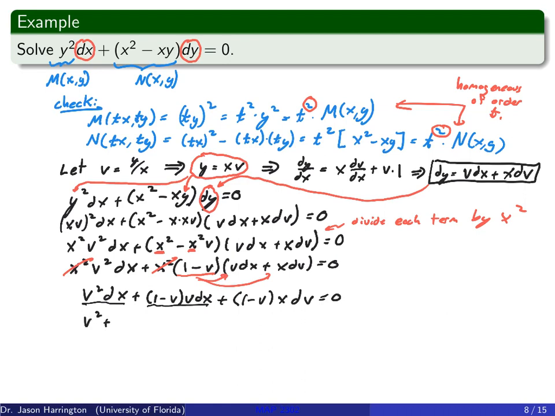So I'm going to have v squared plus v, that's from this guy being distributed, minus v squared. And I went ahead and distributed the v to each piece and factored out dx plus x minus vx. So again, what I did is I just distributed that over. So you can see that distribution occur.